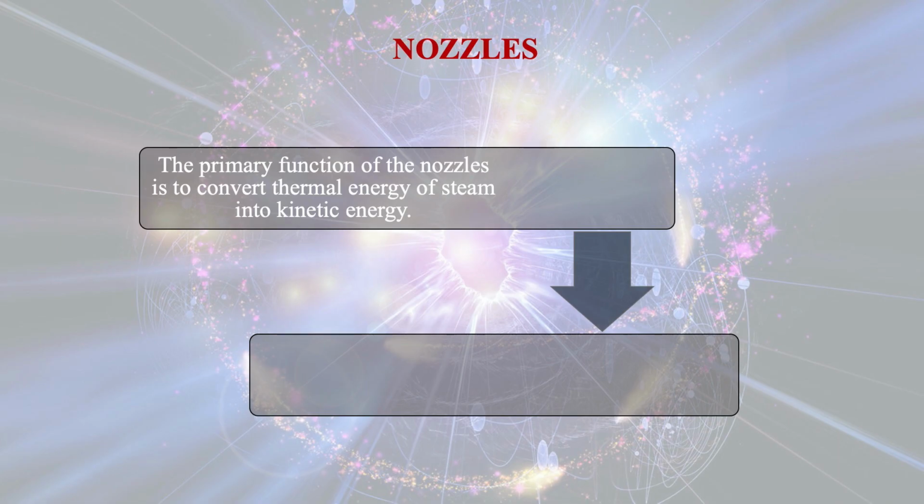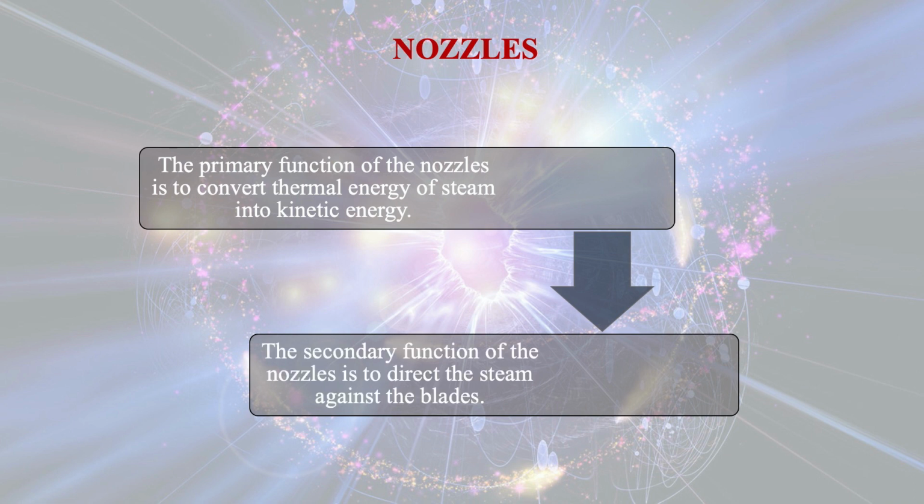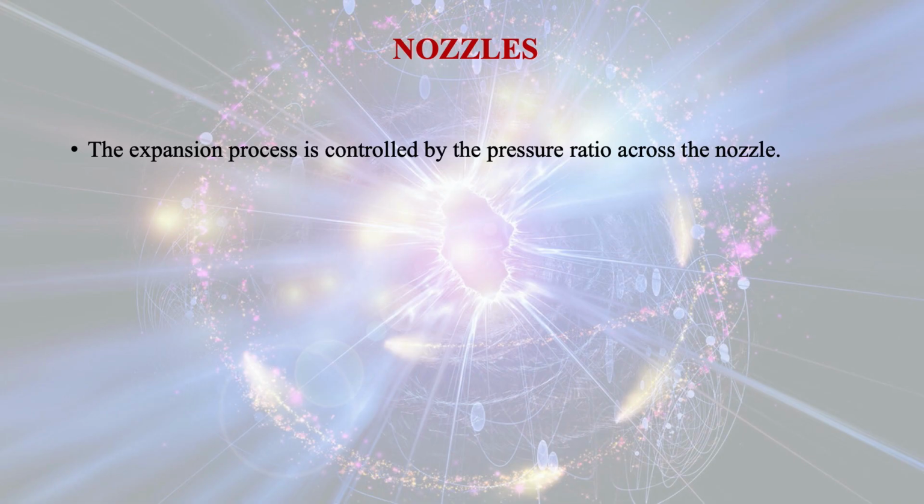Nozzles. The primary function of the nozzles is to convert thermal energy of steam into kinetic energy. The secondary function of the nozzles is to direct the steam against the blades. So nozzles are being used in the turbine sections of this steam power plant. The expansion process is controlled by the pressure ratio across the nozzle.